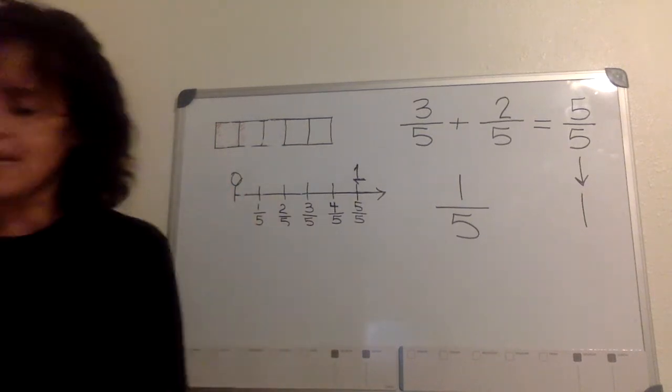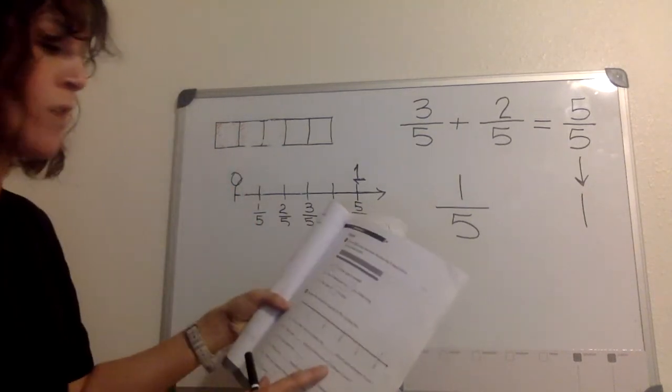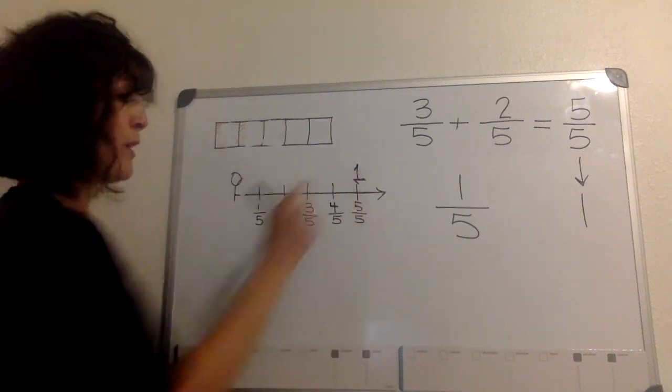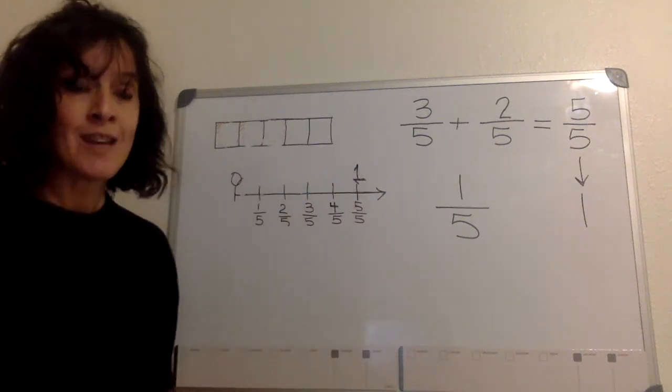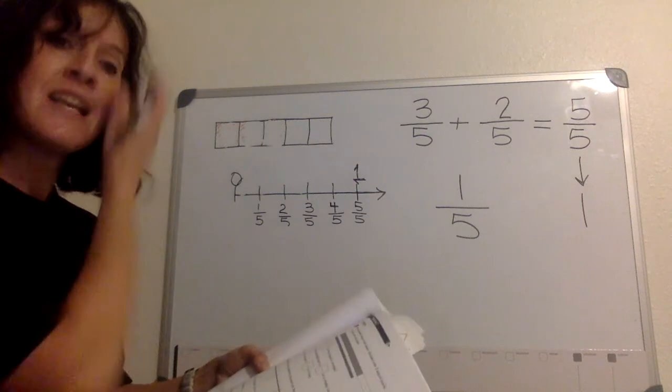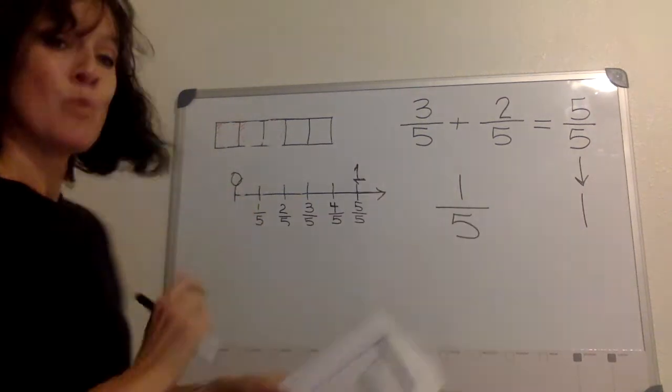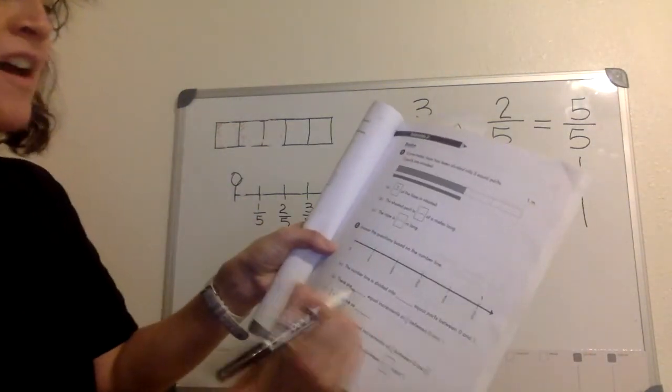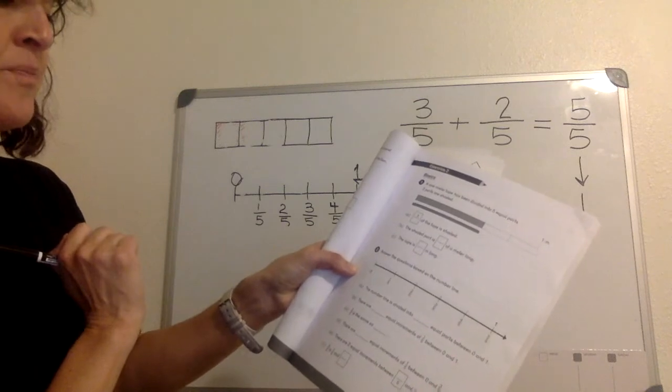So how many equal increments of 1/5 do I have between 0 and 1? Well, I have 5, because I have 5 equal parts, and each part is 1/5. So you can write 5 on that line.